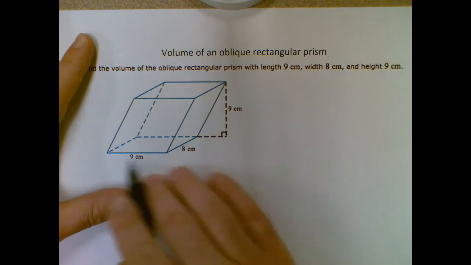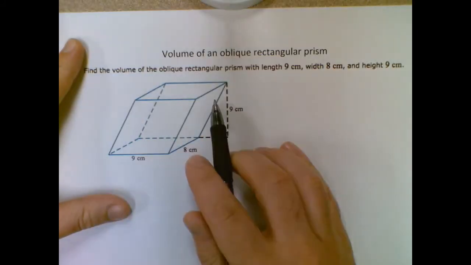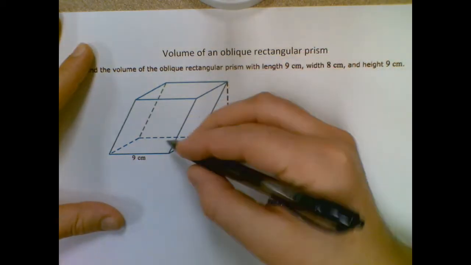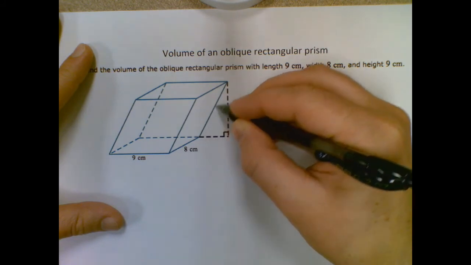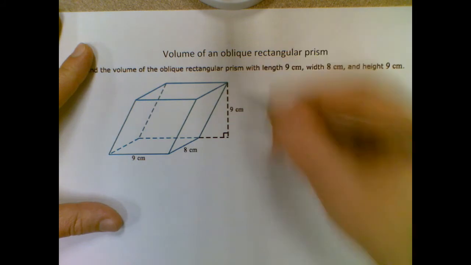Here's what we're looking at. We have 9 by 8 by 9. And fortunately, since it's just fanned out, it's actually the same as a rectangular prism. You just have to be careful and not use this slanted height. You want to use the actual height, from the base all the way to the top.